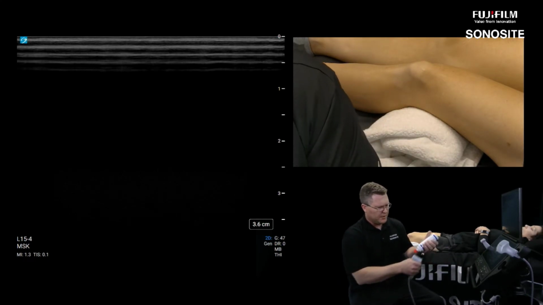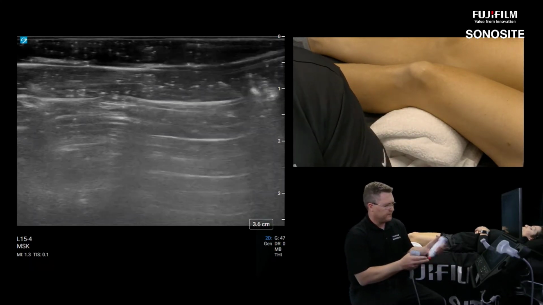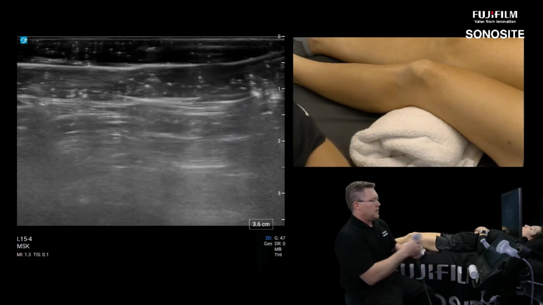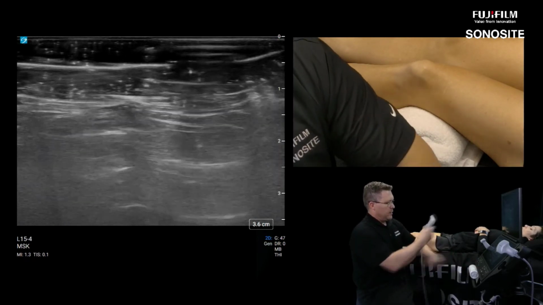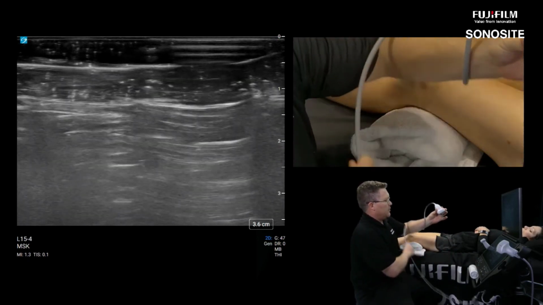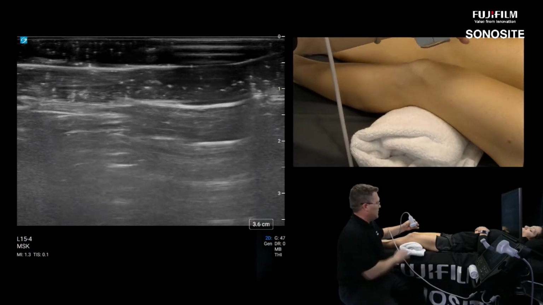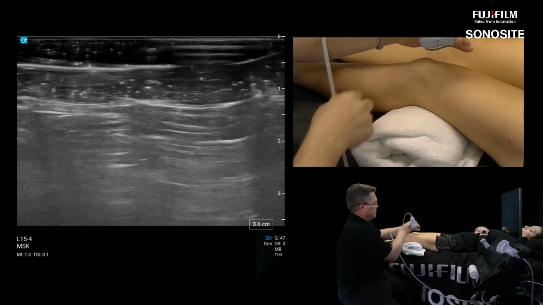But we're going to get started just on the suprapatellar recess. I like to scan with the cable wrapped around my wrist. Not only will that help us with the camera angle here today, but it keeps things from pulling and tugging on your transducer as you're scanning.